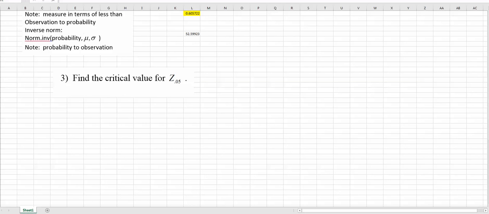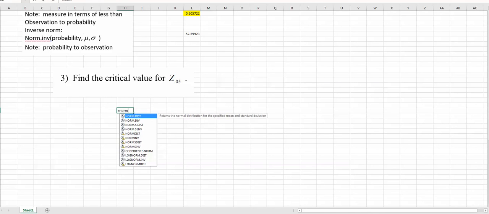So this 0.05 refers to a percentage. So we're saying that the z-score related to the top 5%, and that means we're looking at an inverse norm. So norm inverse. So the top 5% would mean, remember this is all measured in terms of less than, means I'm looking at the bottom 95% here, so 0.95 in a standard normal curve. So mean of 0, standard deviation of 1.